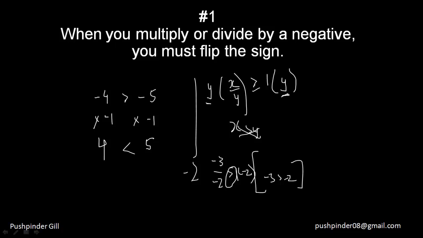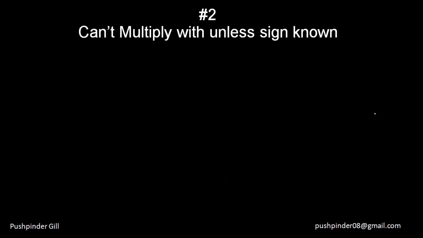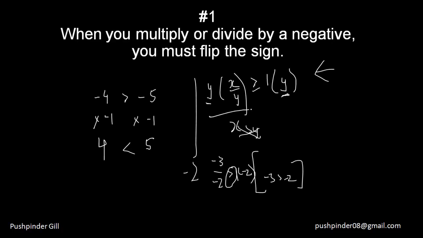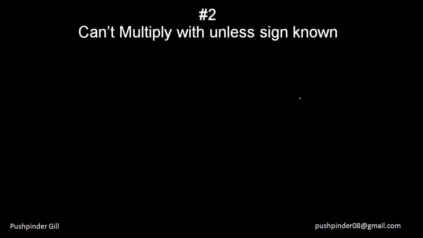It's very important. I know every one of you would know this, but when you apply it to variables, make sure that you know the sign of the variable before you multiply or divide with a variable, right? So let's move to the second point. It says you can't multiply unless the sign is known. Again, moving back to the previous example, I am actually generalizing the fact that if I know that x into y is greater than 5, I can't say that x would be greater than y by 5.